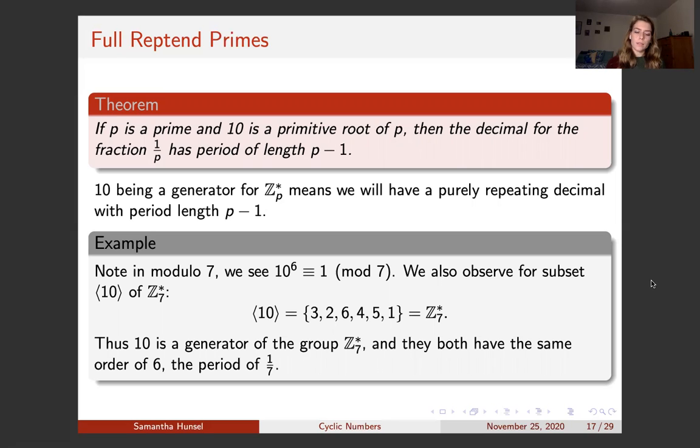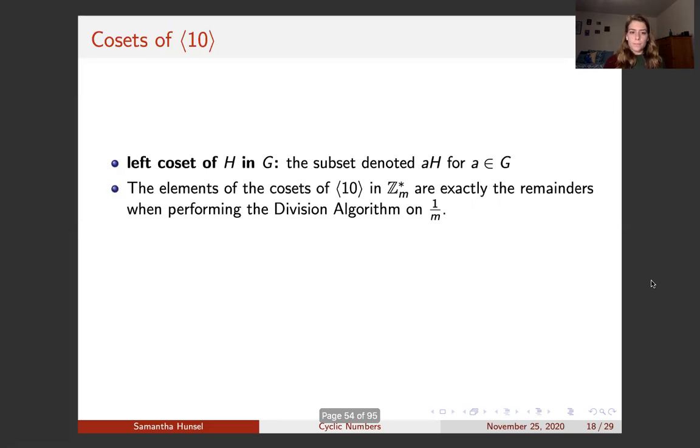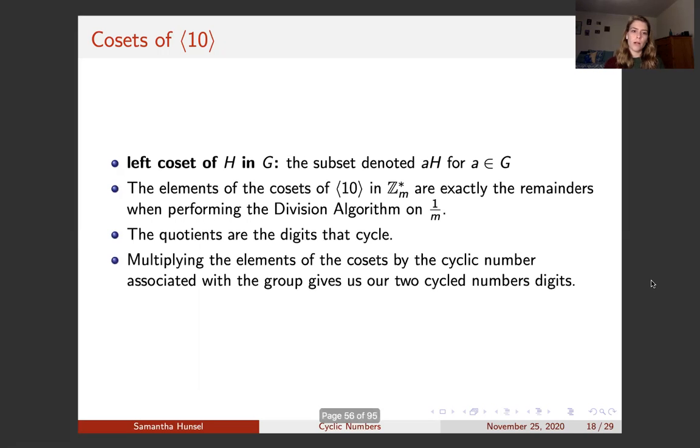But now we're going to go ahead and lay some groundwork and move towards talking about Z star m for a composite m. To do that, we're going to need to look at the cosets of the group generated by 10. If we recall, the cosets are subsets denoted aH for a in G. The elements of the cosets of the group generated by 10 in Z star m are exactly the remainders when performing the division algorithm on 1 over m, and so that's how they're related to the decimals. And then the quotients of the division algorithm are the digits that cycle when we perform the division algorithm on 1 over m.